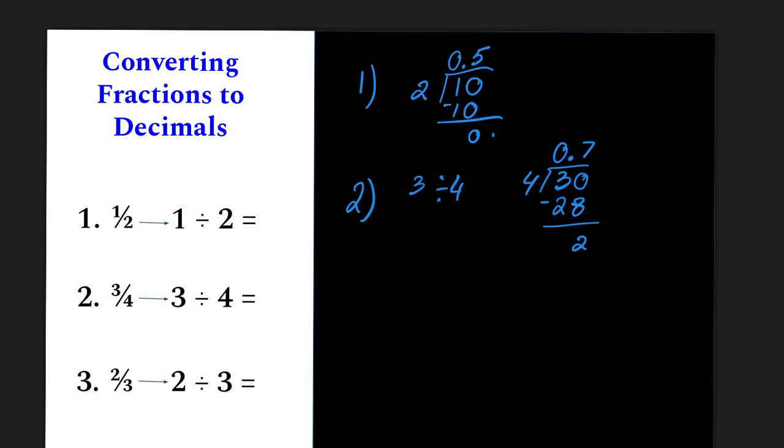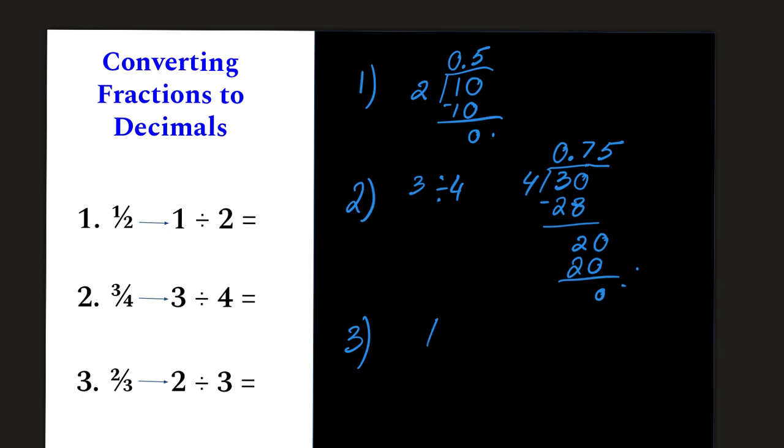We're going to bring down a 0. And 4 can go inside 20 5 times. 4 times 5 is 20. Now we have 0. As you can see, we're easily converting. Let's go ahead and do the third one.